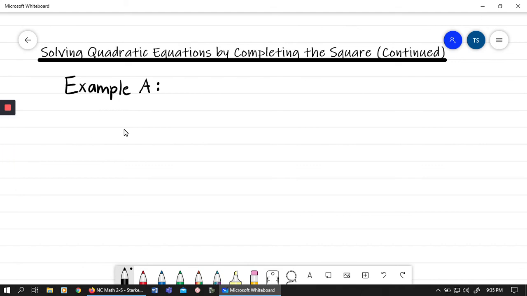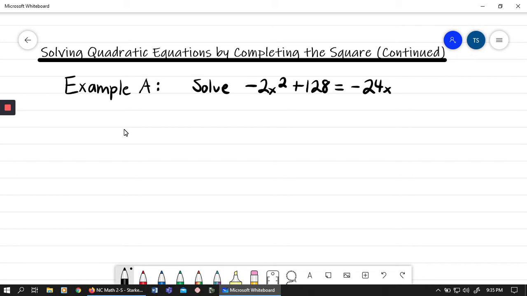So in this example here, let's say that we're looking at solving negative 2x squared plus 128 equals negative 24x. So in a case like this, this is example A, example 1, or whatever you want to call it, A, B, C, easy as 1, 2, 3.